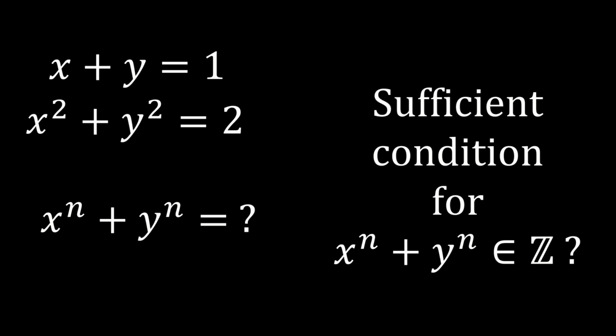The first step of this puzzle will be to find this general formula regardless of the value of n. And the second step of this problem will be to identify some condition in which you can guarantee that x to the power of n plus y to the power of n will either always be a rational number or always be an integer number. So that's what we are going to work on today.